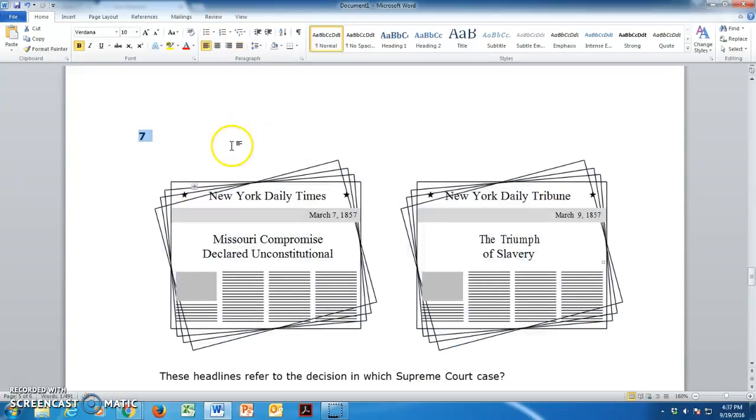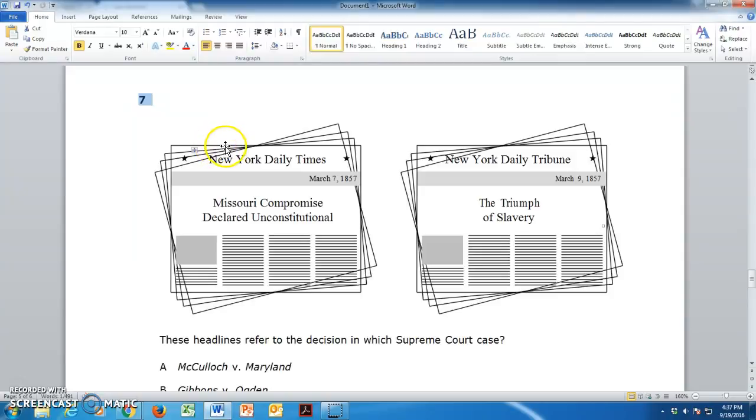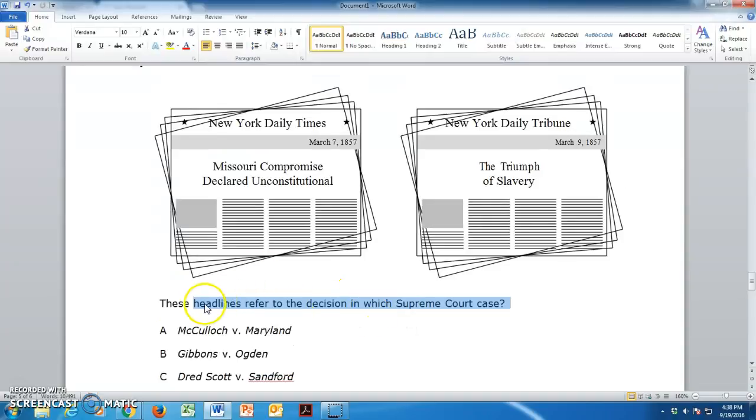Alright, question 7. It looks daunting, it looks hard, it looks tough, but there's a lot of information provided to us. So first we need to figure out what the question is. This is going to be a key to the image, key to the text, key to the picture question. So these headlines refer to the decision in which Supreme Court case. So we understand what these mean, but it doesn't give us the most information. We're talking about which Supreme Court case dealt with slavery, Missouri, unconstitutional, around 1857. Now, I would write that stuff down. Which Supreme Court case dealt with some of these key points.